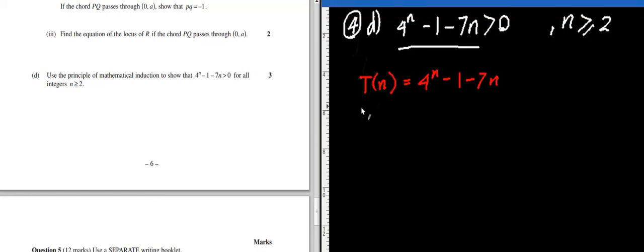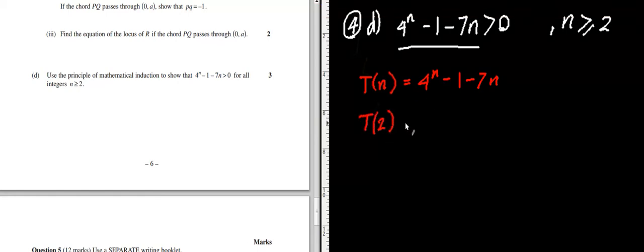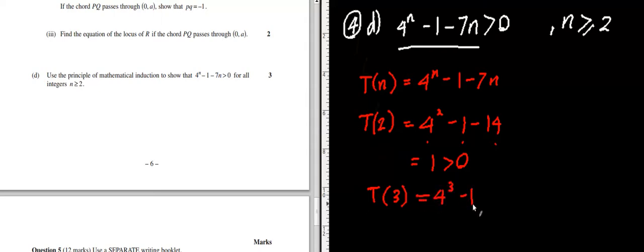So we're going to start off with T(2). T(2) is equal to 4 squared minus 1 minus 7 times 2, so that will be 14. So that'll be 16 minus 1, that'll be 15. 15 minus 14 is equal to 1, which is greater than 0. So term 2 is safe. Term 3: some people choose not to do this, but I'm going to do it just to be safe. It's going to be 4 cubed minus 1 minus 7 times 3, which is 21. This is equal to 42, and again, that is greater than 0.